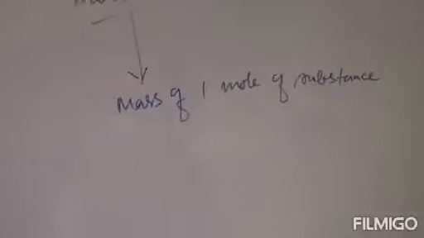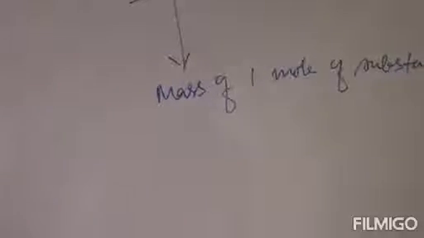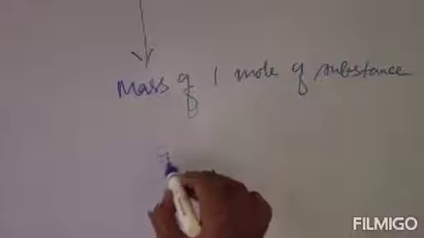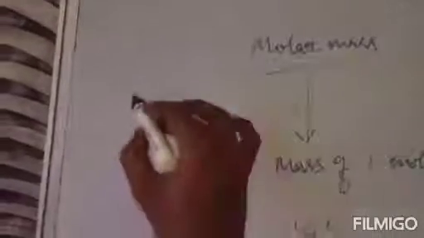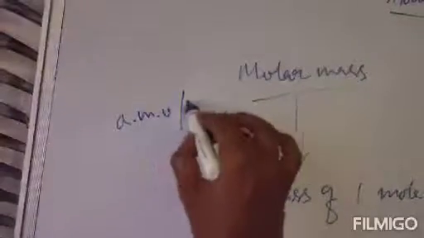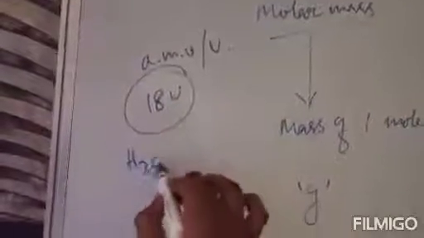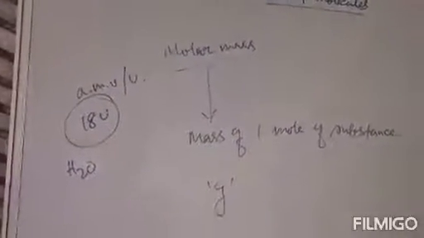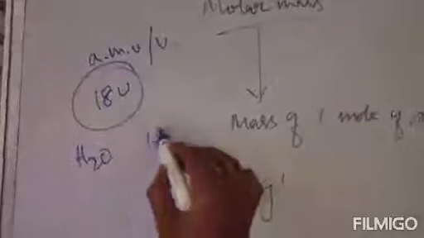That means the molar mass is the atomic mass of an element when represented in gram. When the atomic mass of an element is represented in gram unit, then it is said to be molar mass. Generally atomic mass is represented in AMU form or U form. That means for H2O, the atomic mass unit of H2O will be 18 U. It is the atomic mass or molecular mass of water. But if you say the molar mass of H2O, it will be 18 gram.